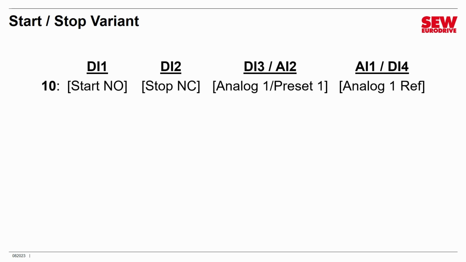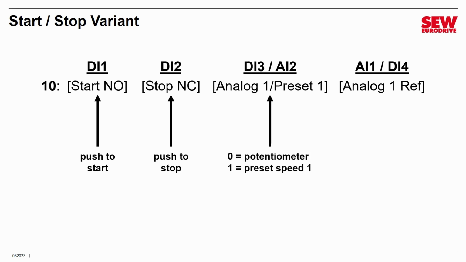So if you want to use this particular variant, you pick the start-stop variant. Let's talk about how it works. It is variant number 10. Digital input 1 is wired up to the push-to-start button, which is supposed to be normally open. Digital input 2 is wired up to the normally closed stop push button. Digital input 3, analog input 2, is wired up to an ordinary switch. It selects between a potentiometer for speed control if you put a 0 in, and 1 for preset speed number 1. And then analog input 1, digital input 4 is a potentiometer, so it's functioning as an analog input for speed control.